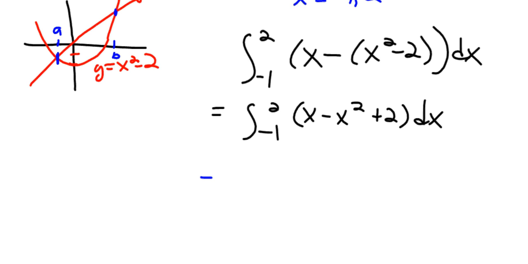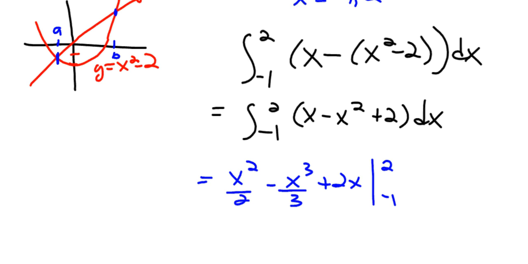So if we wanted to find the antiderivative, we should get 9/2 as our answer. So this is our basic process to find the region between two curves.